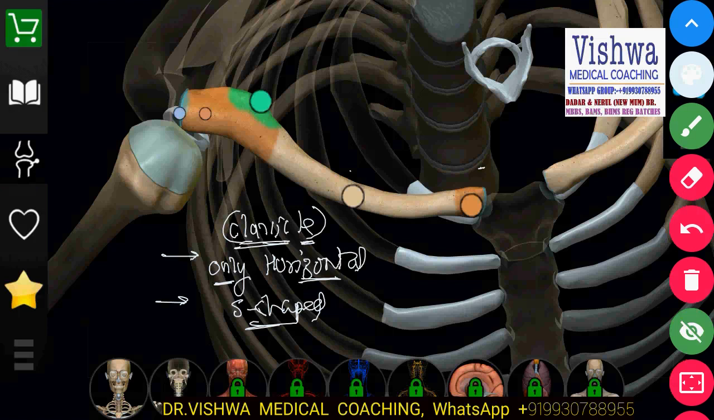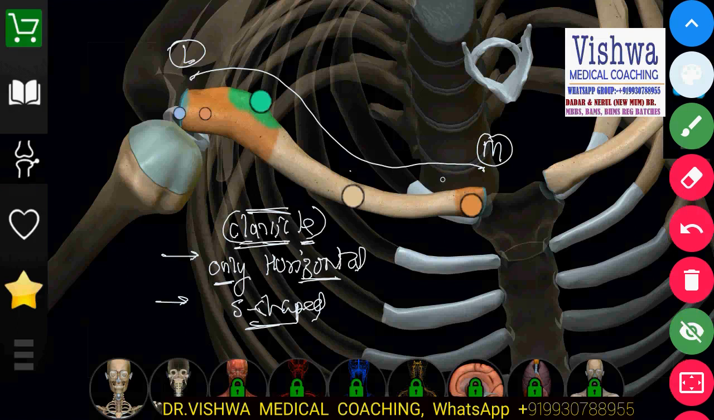If you can see, it is a little bit of an S-shape. It is an S-shaped bone. And when you are talking about the description of it, it doesn't have a head, neck, shaft and lower end because it's like a horizontal one. So we have a medial end and we have a lateral end.